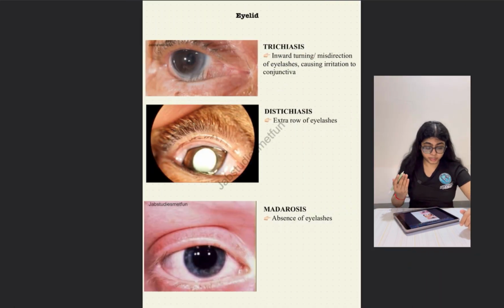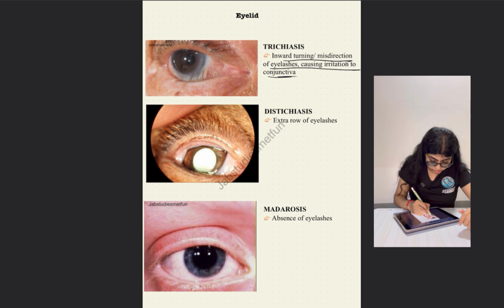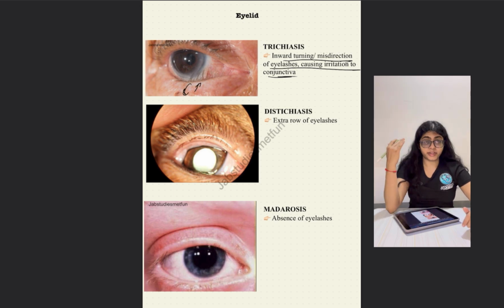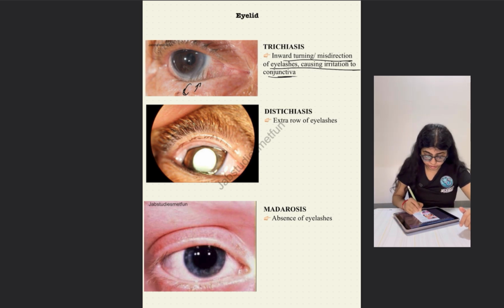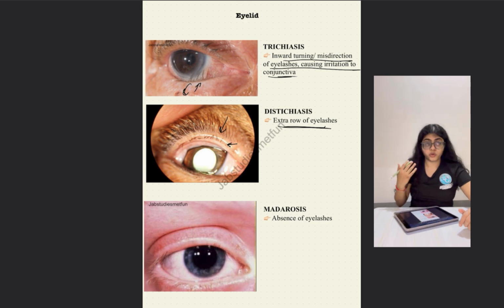The different disorders related to the eyelid. The first one is trichiasis. It is the inward turning or misdirection of eyelashes causing irritation to the conjunctiva. We can see that the eyelashes here, which should be outward, are instead directed inward, which will cause rubbing against the conjunctiva, and it can cause irritation. Extra row of eyelashes. This is a normal row of eyelashes, and you can see that small hair, that is an extra row of eyelashes, has grown over here, which can also cause irritation. That is your distichiasis. Madarosis is an absence of eyelashes.